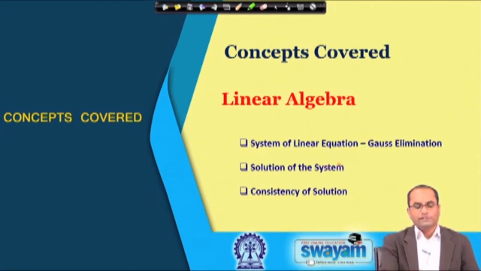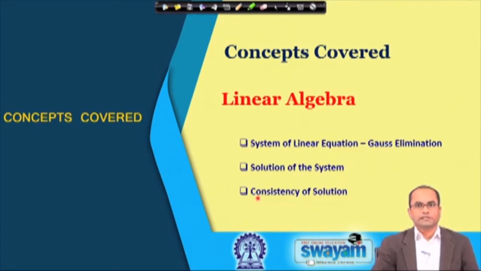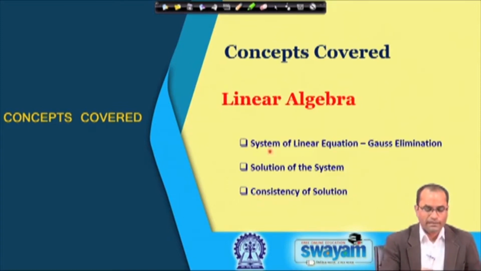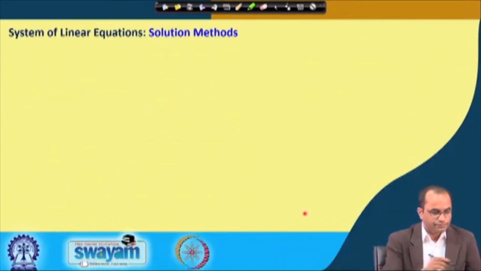And with the help of the same, we will also talk about the consistency of the solution. That means about the existence and non-existence of the solution. With the help of this technique, we can identify whether the system has a solution and it is unique or it does not have a solution. All these identifications we can also check with this Gauss elimination method.